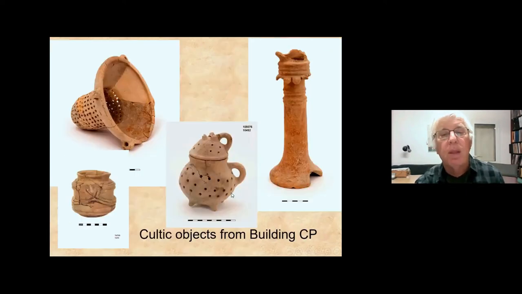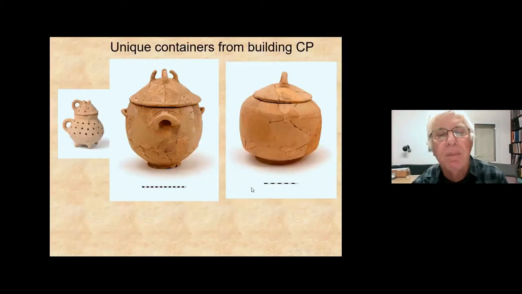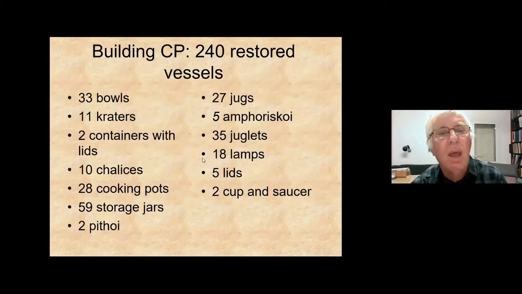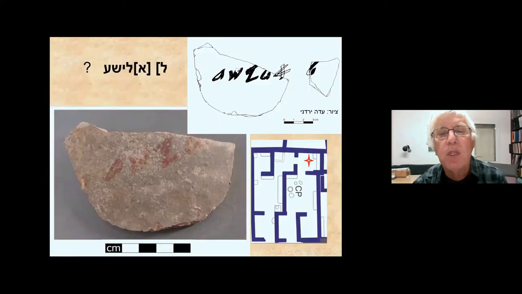Not only that, in this building, we have a whole group of all kinds of ritual objects, stands and incense burners and strainers and all kinds of unusual vessels that were found in this building. These boxes with lids are unknown from anywhere else. This is an incense burner with a lid. And a lot of pottery, hundreds of pottery vessels, which show that this building had a very special use.